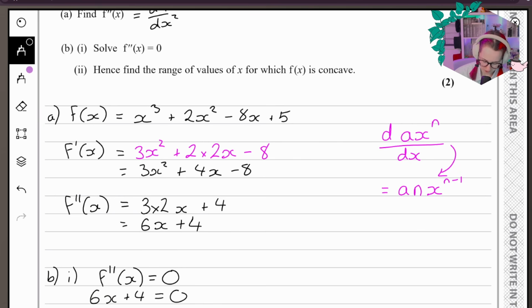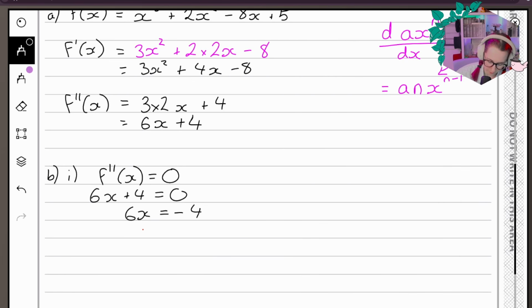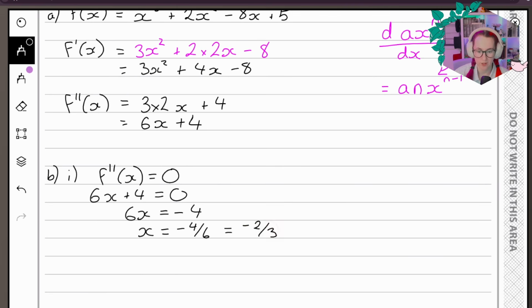So solving this, we get 6x, and we're going to take the plus 4 over, and that gives us minus 4. So how do we get rid of it on one side? We do the same operation on both sides. And then we need to just get x on its own. So we divide through by 6, so minus 4 over 6. So 4 and 6 do have a common factor, right? They're both divisible by 2. So that means that we can divide through top and bottom by 2, and we get x is minus 2 over 3.